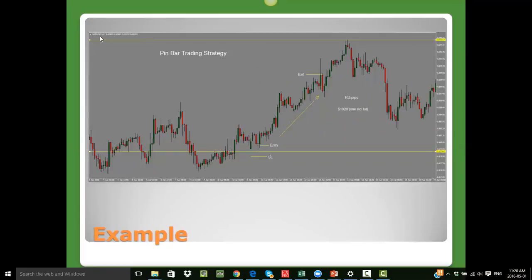And here's another New Zealand US dollar, a 1 hour chart. This is a bullish pin bar. We looked at a few examples of bearish pin bars, and this one here is a bullish pin bar. We're looking for price to go up. If you look at the patterns, the 3 candles here form a morning star pattern, which would also suggest a move to the upside.